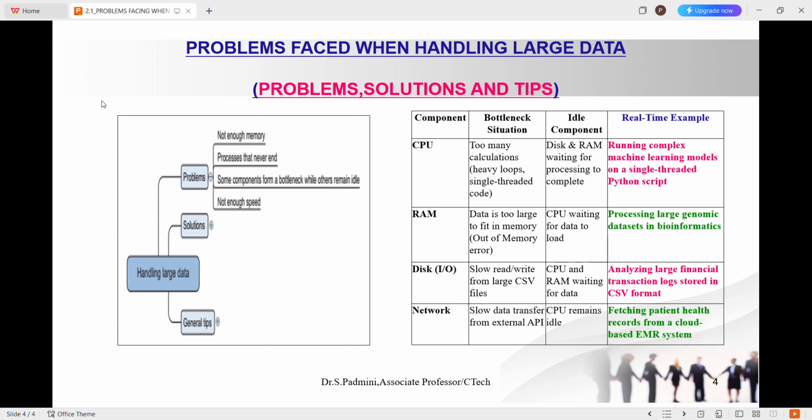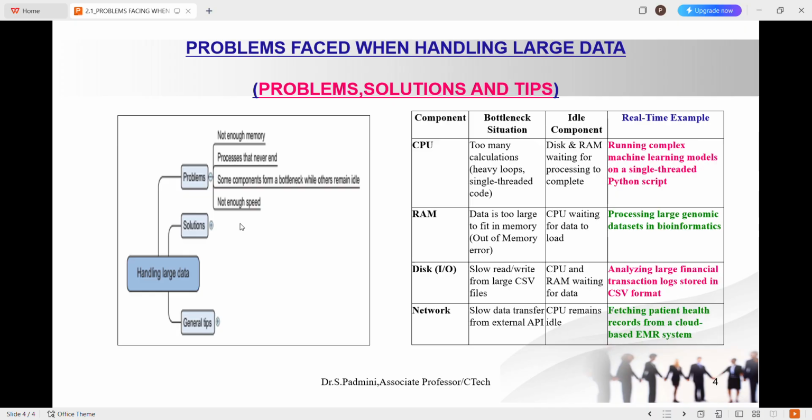The last condition is not enough speed. Whenever you have programs that don't feed the data fast enough to the processor, what will happen? They have to read from the hard drive, which is one of the slowest components in the computer. So these are the concepts: first, not having enough memory. The second, algorithms that never end, and some components that form a bottleneck while the other components remain idle. The next one is not having enough speed.